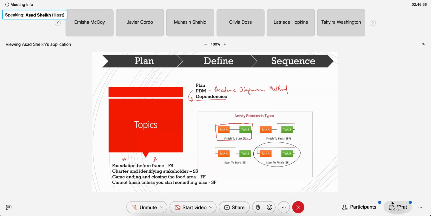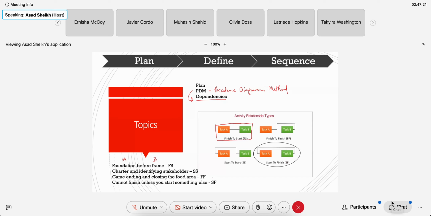So they start at the same time, but B depends on A. With finish to finish, B finishes first, but it depends on A to finish at the same time. So B finishes first, but depends on A to finish as well. That's finish to finish. This one is start to finish.